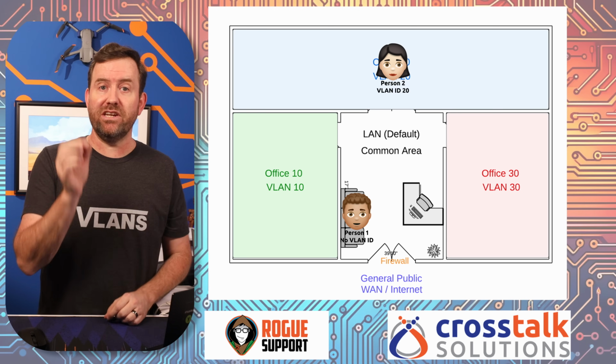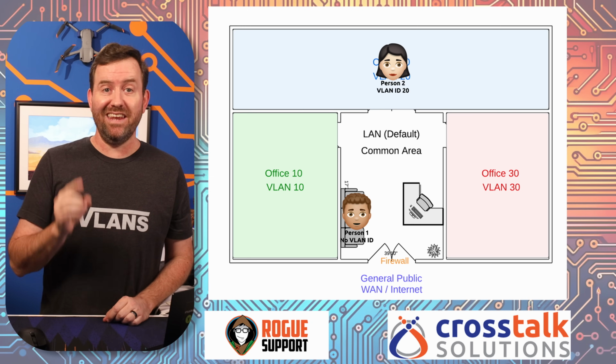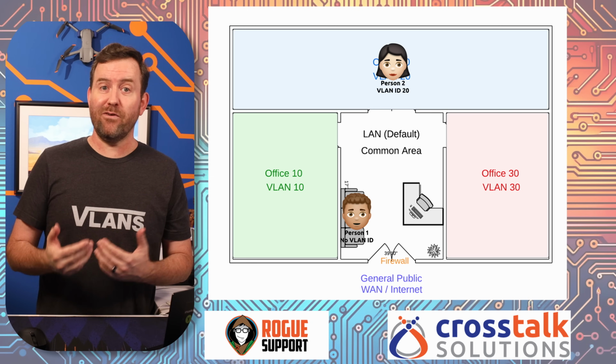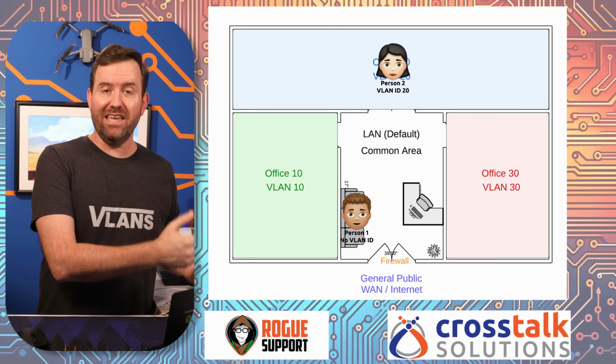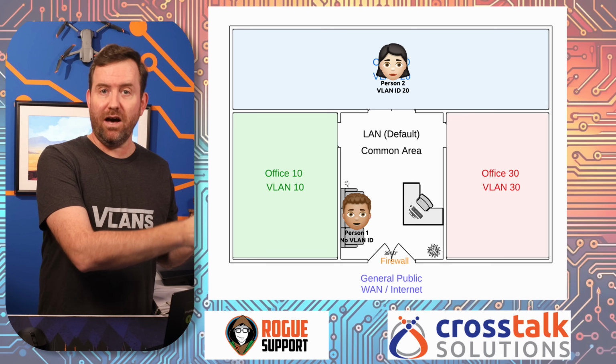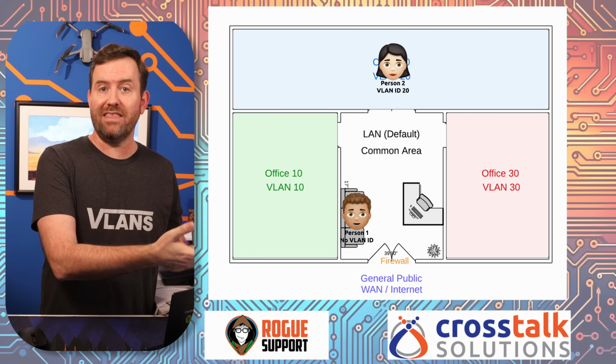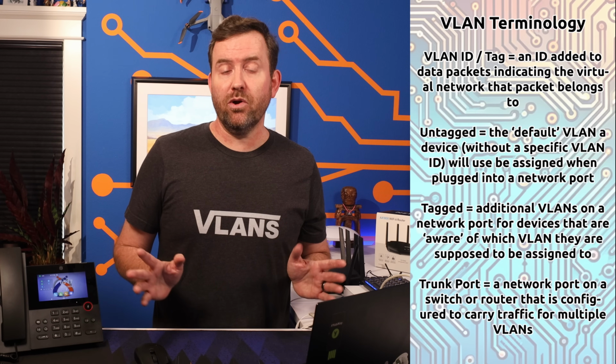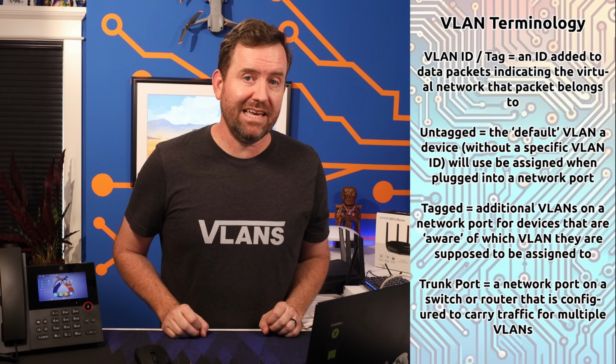Whereas the second person knows where they're supposed to go. They need to go to the doctor's office. So they have a VLAN tag that gets them into that partitioned area of the office building, and they are allowed into that location.